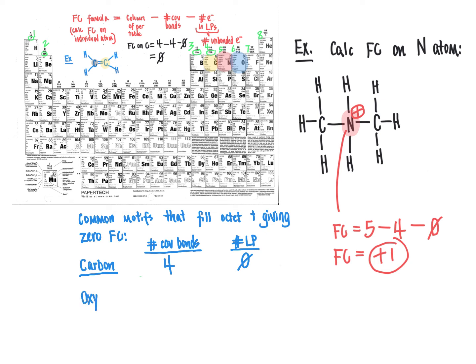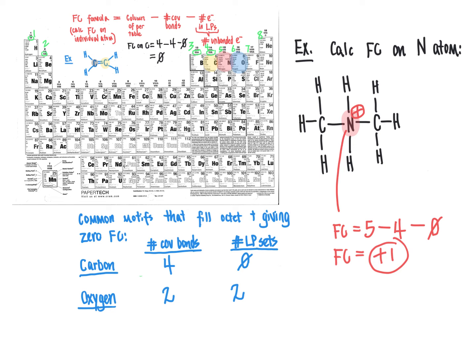Oxygen atoms, on the other hand, in order to fill their octet and have a 0 formal charge, are going to have 2 covalent bonds and 2 sets of lone pair electrons. So these are the number of lone pair electron sets. So 2 sets of lone pair electrons would be 4 electrons within lone pairs in total.